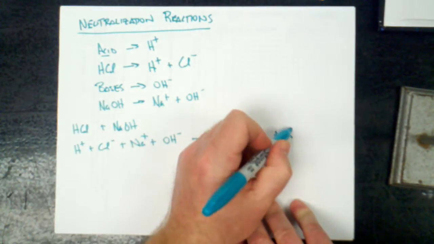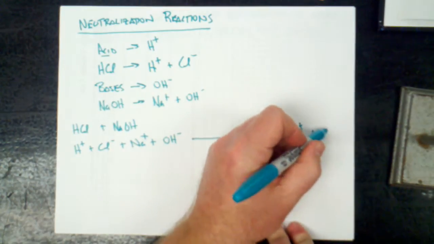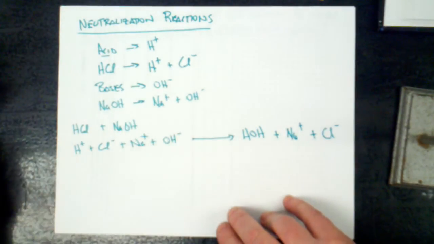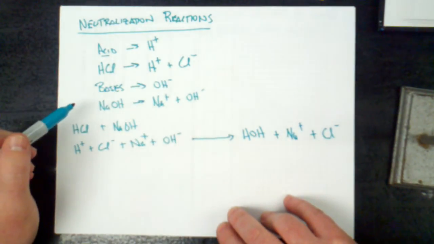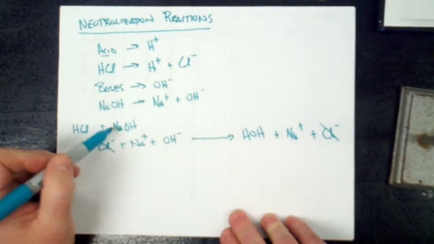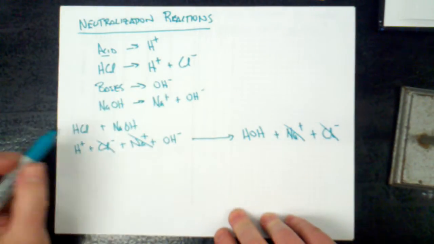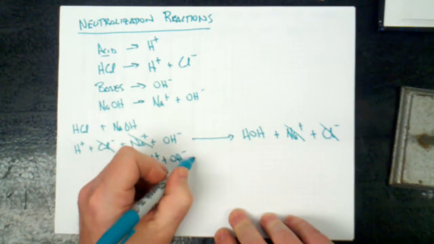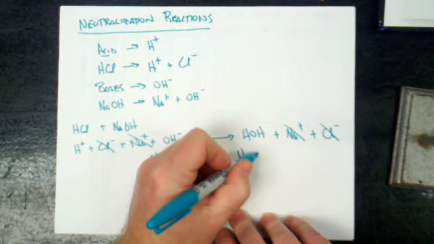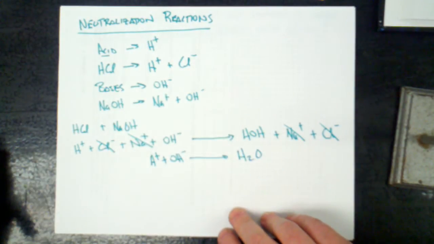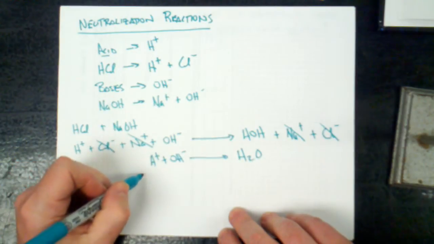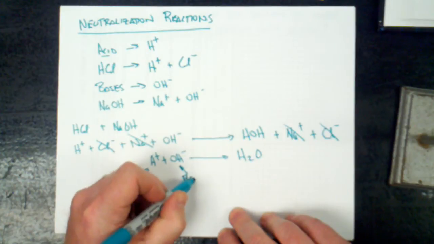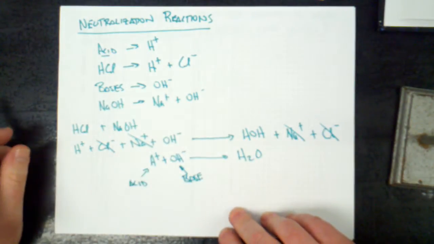But the sodium ion and the chloride ion remain dissociated. Since they're the same thing on both sides of the equation, they're what we call spectator ions, so they cancel each other out. Therefore our net reaction comes down to H+ plus OH- yields H2O. This hydrogen ion comes from the acid, this hydroxide ion comes from the base, and we get water formed.